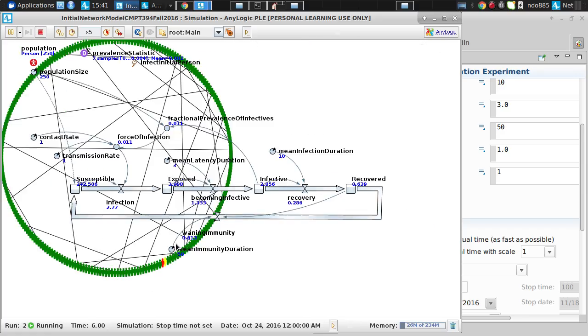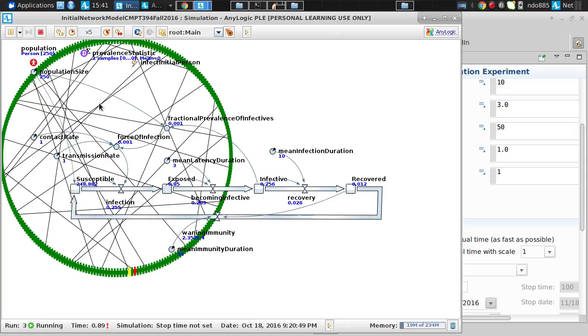Okay, so here we do see it spreading. You notice most of the people are arranged in this network. Well, they're all arranged in a ring, and they are connected with neighbors in the ring. But you'll notice what just happened there.